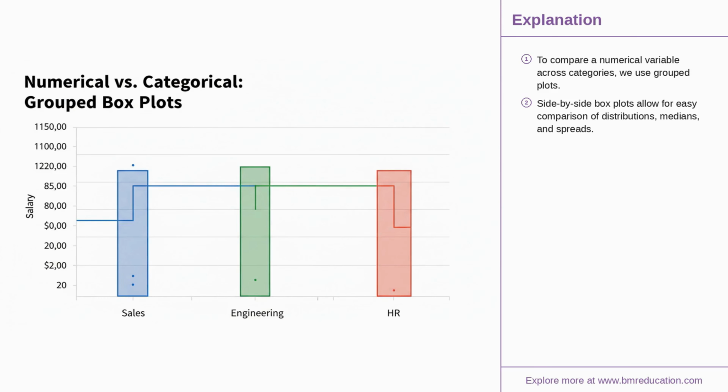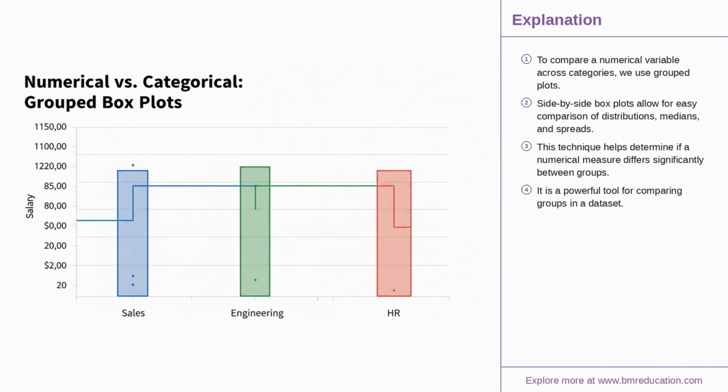Next, how do we compare a numerical variable across different categories? For this, we use grouped visualizations. Side-by-side box plots are excellent for this. By placing a box plot for each category on the same scale, we can instantly compare their medians, spreads, and identify outliers within each group.